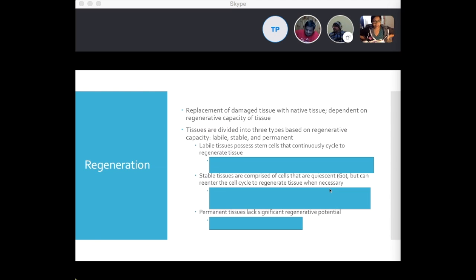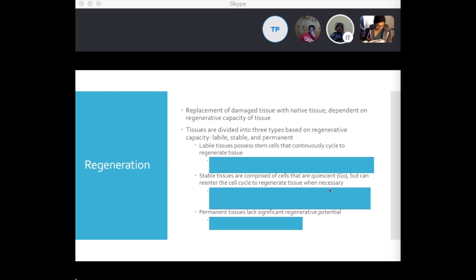So we said this is replacing with self. You're replacing the damaged tissue with native tissue, and this depends on the regenerative capacity of tissue. So tissues are divided into types based on that capacity. And so we have labile tissues, stable tissues, and permanent tissues. So labile tissues have stem cells, and they continuously cycle to regenerate tissue. Can anyone give me some examples of labile tissues?